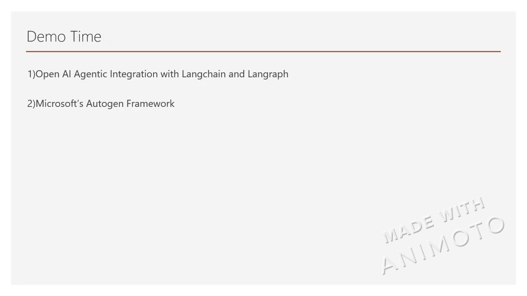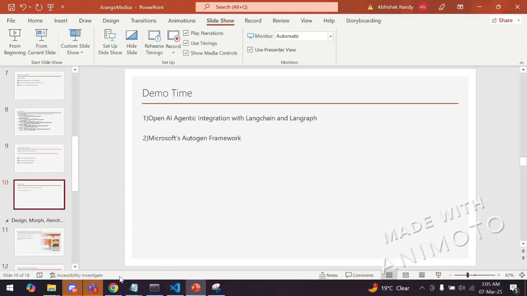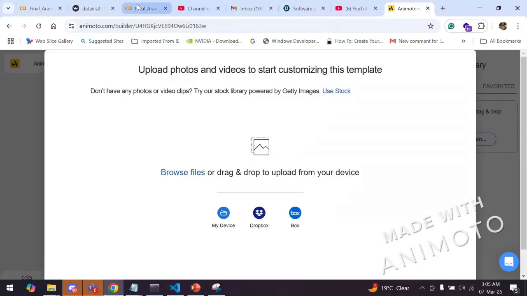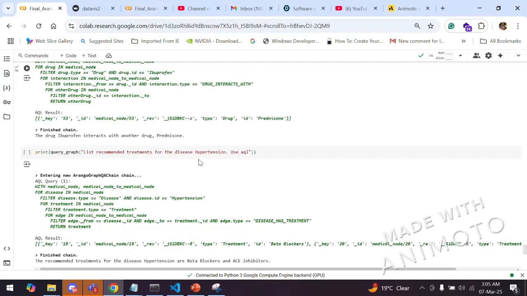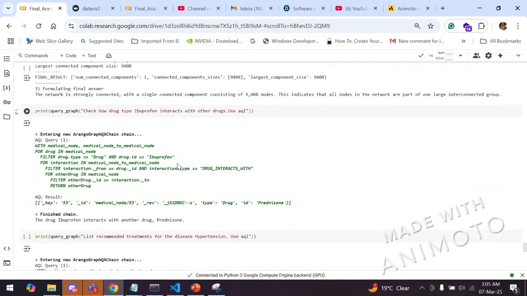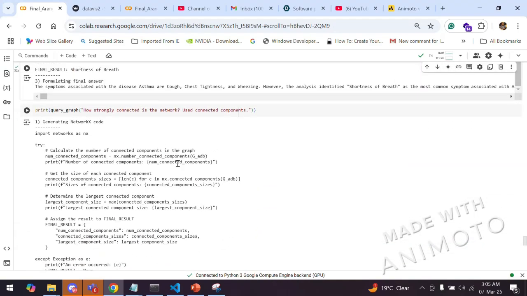In our demo, we have used 2 agentic approaches. The first one is OpenAI agentic integration with LangChain and LangGraph. The second one is Microsoft's AutoGen framework. So let's take a look at the demo itself. We are in the notebook right away. Here we have the entire information of the notebook. So let's dive into some of the queries that are there.